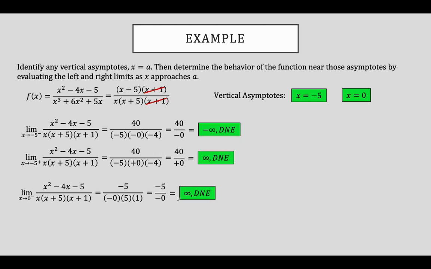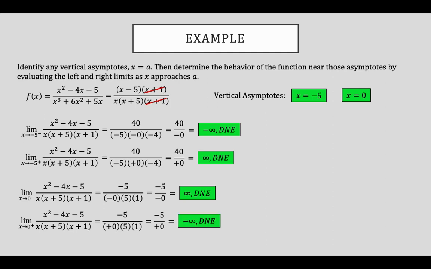Positive infinity, DNE. And now we can evaluate the limit as x approaches 0 from the right. So our x value is slightly greater than 0. Again, my numerator is still going to be -5. My denominator is going to be a positive 0 times a 5 times 1. -5 divided by positive 0 times 5 times 1 leaves me with -5 divided by positive 0. Negative divided by positive gives us a negative. Negative infinity, DNE is our answer.